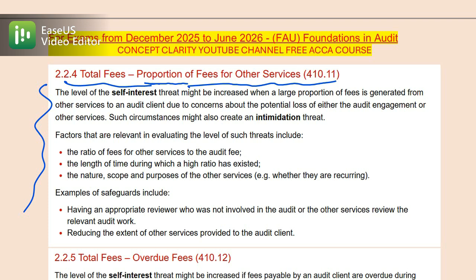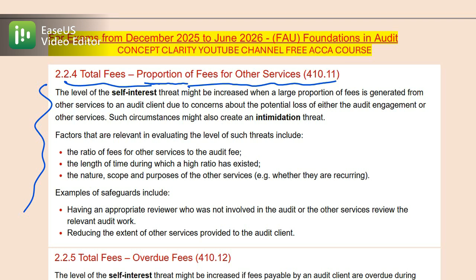So let's understand this in simple words. Suppose you are an auditor and one client pays you not only for the audit but also for a lot of other services, maybe tax advice, consultancy, or system design. If a large proportion of your total income comes from that one client, what happens? You start depending too much on them, and that is the self-interest threat, because losing that client would hurt your firm financially. Sometimes it can also create an intimidation threat, because the client knows you rely heavily on their fees, so they might pressure you to compromise your independence.